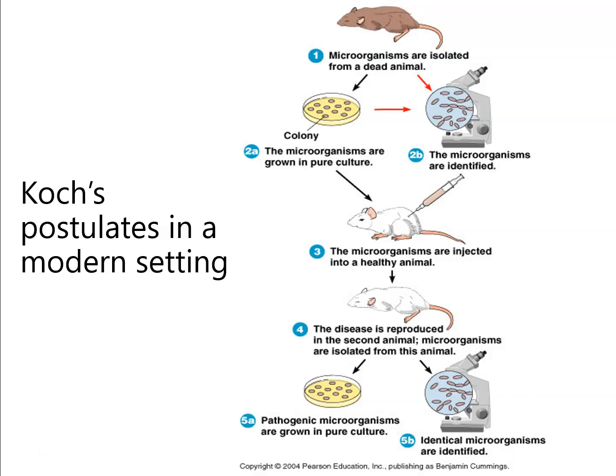And here's what it looks like in a more modern setting, where we start by making the observations, but then we take the organisms from a diseased animal and we grow them in pure culture. And at the same time, we identify them, we characterize them, so that if we see them again in the future, we will know what we're seeing. Introduce them into a happy, healthy mouse, and then verify that the disease happens to that mouse.